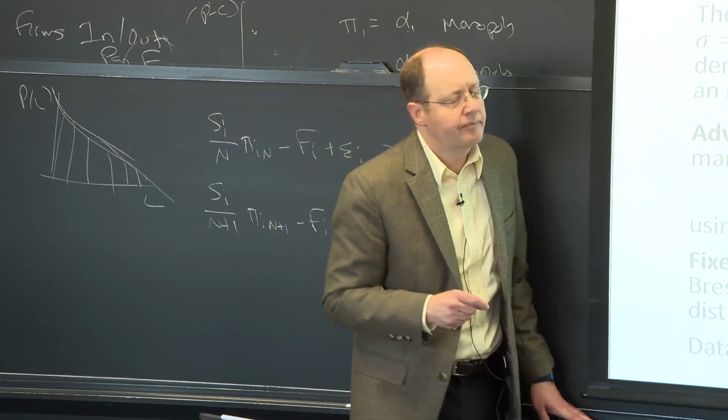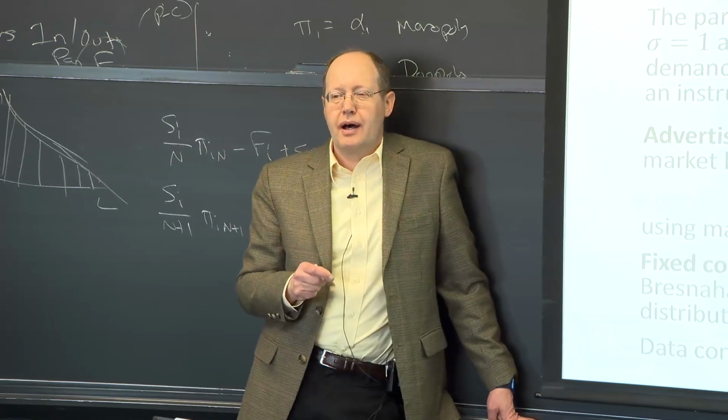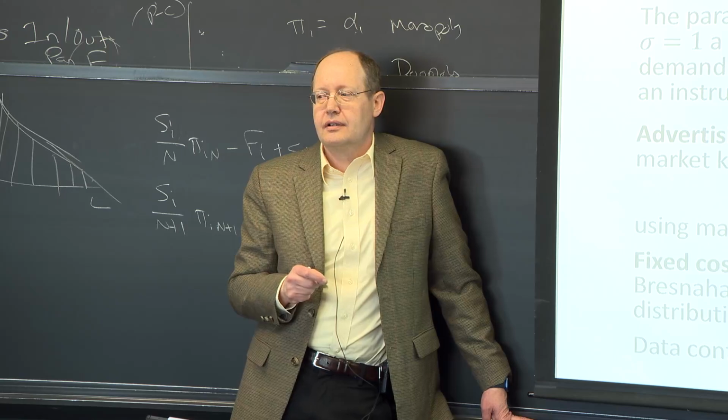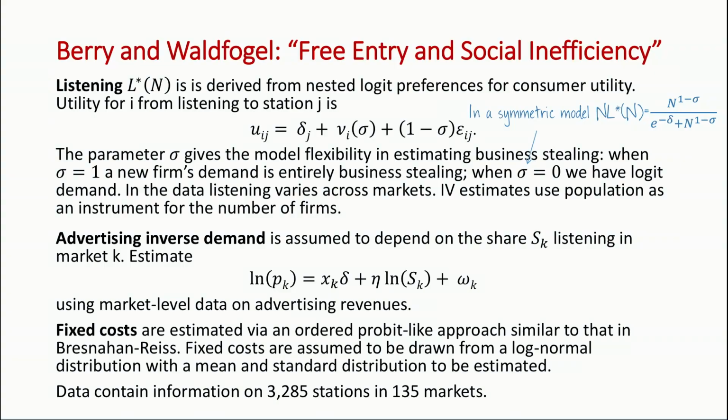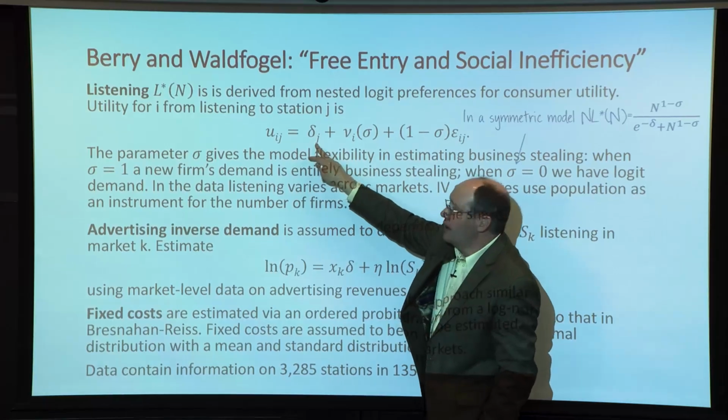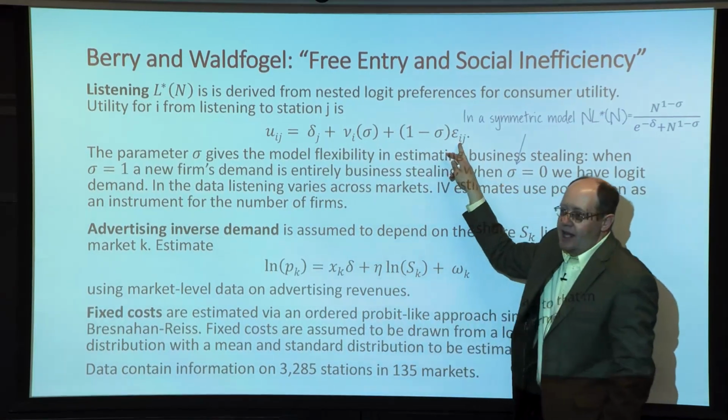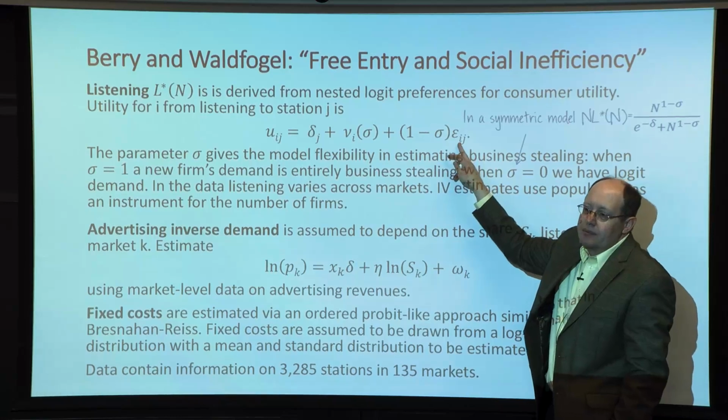So, do people know what nested logit models are? Okay, anyway, this is what we call a nested logit model. You remember we went with the standard logit model. The utility that consumer i gets from listening to station j is delta j, which is the quality of station j, plus epsilon ij, which is the logit type shock.